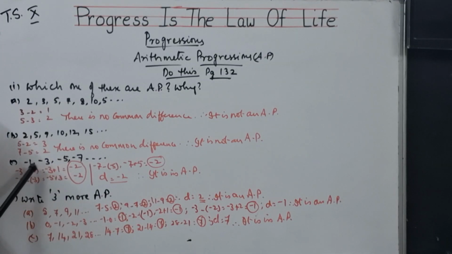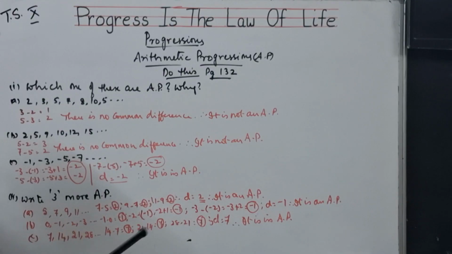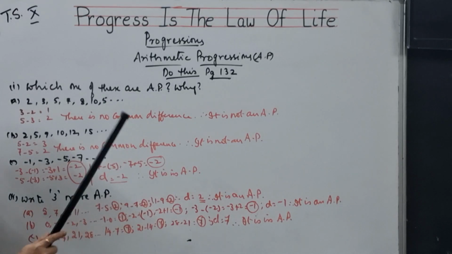Now here, when I found minus 3, minus of minus 1, I got minus 2. Now minus 5 minus 3 when I do, I have got minus 2. So I should continue to check whether all the terms given here have the same value or not. So I have gone for the third set also. Minus 7 minus of minus 5 is minus 2. That means the given numbers have the same value, minus 2, minus 2, minus 2. That means it is called common difference. It has common difference minus 2. So it is in AP.